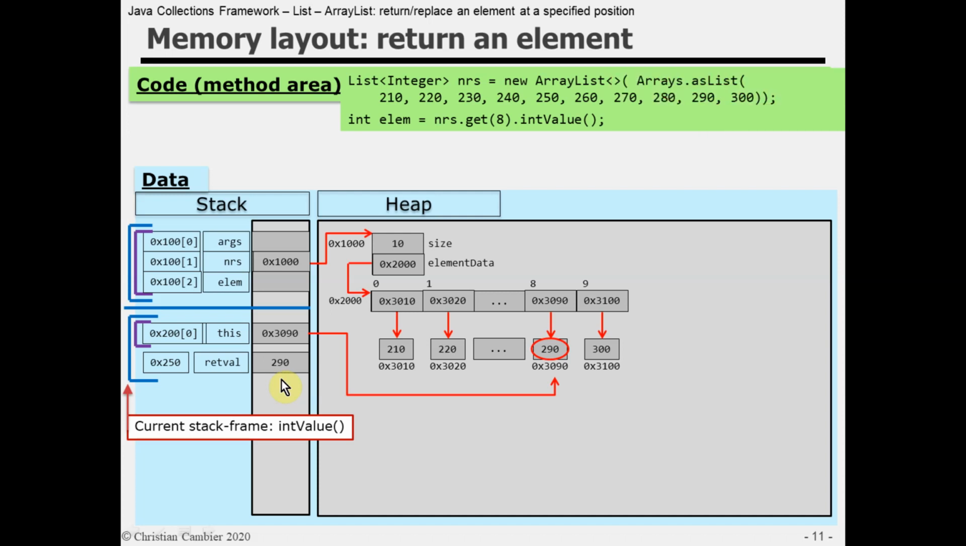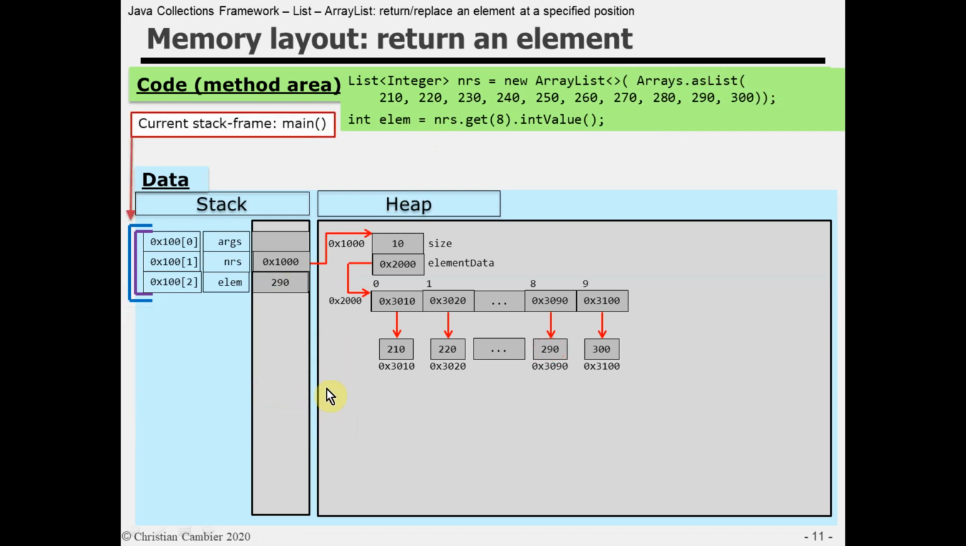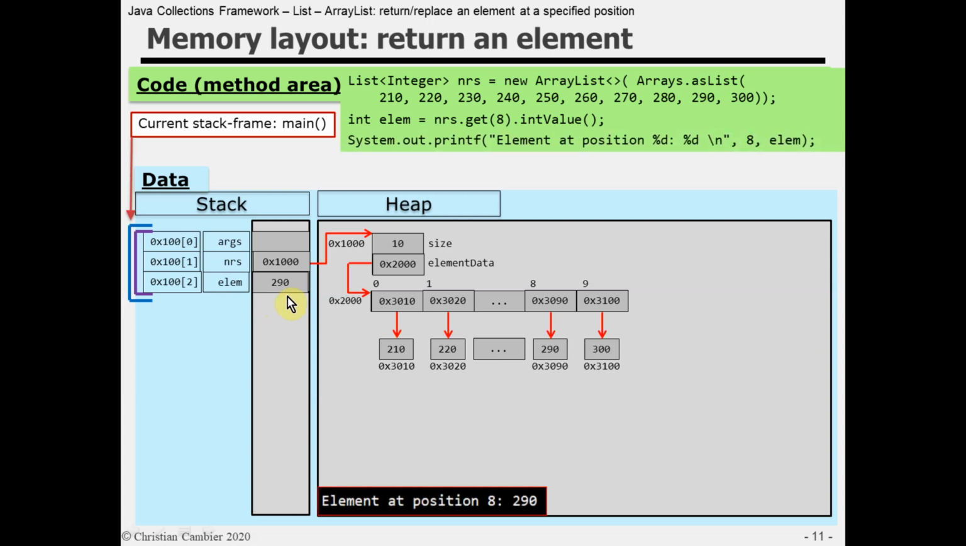Now we can leave the method, and assign the return value of the method to the lm local variable declared in the main. It is this assignment that is performed now. And we can clear the method, and we're back at main. And there we have our 290 integer lm returned by the get method. If we were to print out a little message, we would see that element at position 8 is 290.